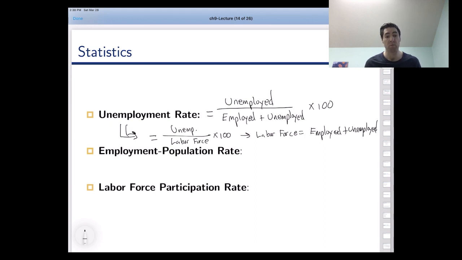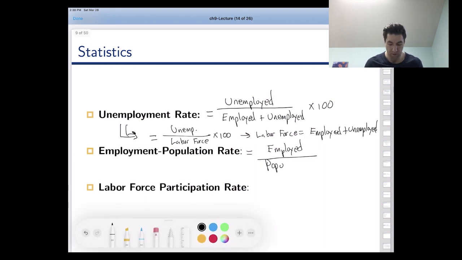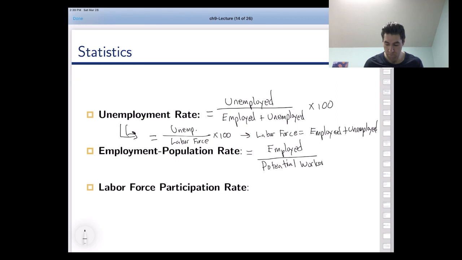So next we have the employment to population rate, which is exactly what it sounds like. It's the number of people employed divided by the potential workers. Sorry, I made a mistake there. Not population, but potential workers. And again, we can multiply that by 100 if you want to make it into a percent. So it just tells us, of the people that are potentially workers, what percent are actually employed.